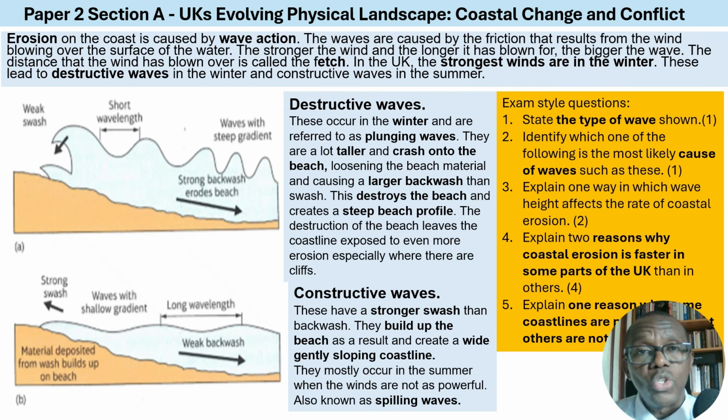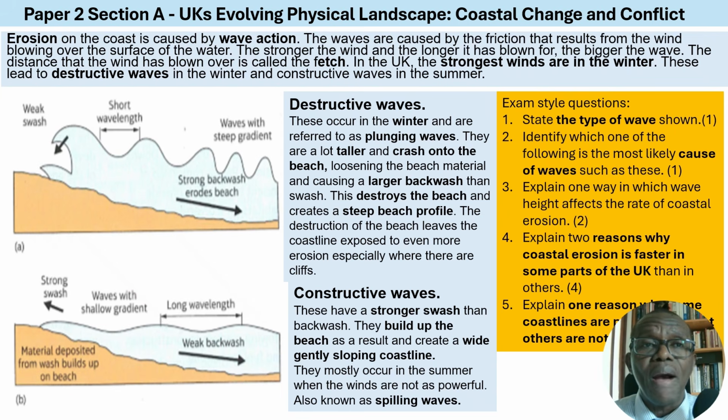So the next thing that we need to talk about is erosion along coastlines here in the UK. Now, erosion is the wearing away of rock by wind, water, or ice. In this particular case, we are talking about erosion by waves because we are at the coast. Waves become extremely important when talking about erosion at the coast. Those waves are caused by the friction that results from the wind blowing over the surface of the water. That friction causes a buildup of water, which is what forms the waves.